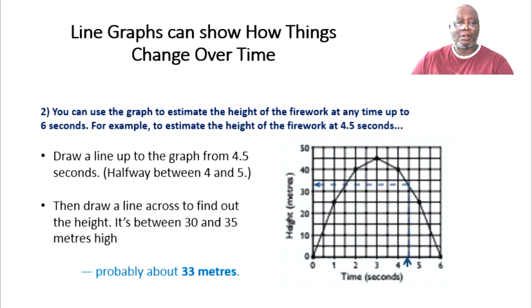Draw a line up to the graph from 4.5 seconds, halfway between 4 and 5. Then draw a line across to find out the height. It's between 30 and 35 meters high. So it's probably around 33 meters. Note that I use the word probably. So that shows you that it's an estimate. It's a reasonable estimate. Some people call it an educated guess.